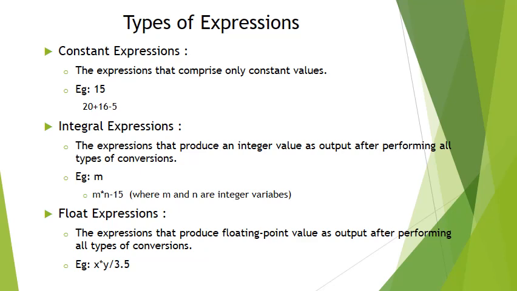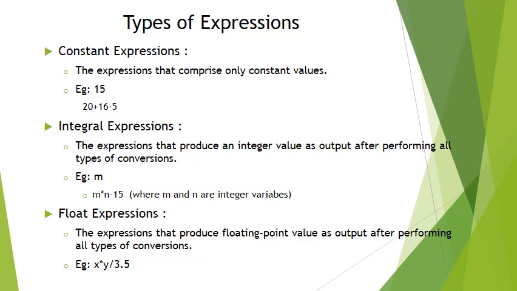The second category is integral expression. That is the expression that produces an integer value as the output after performing all the type conversion. For example, suppose m and n are integer variables. Suppose the value of m is 15. So at a particular instant the value of m is 15. Then it is an integer expression. And m into n minus 15 is also an integer value. So these are the examples for integral expression.